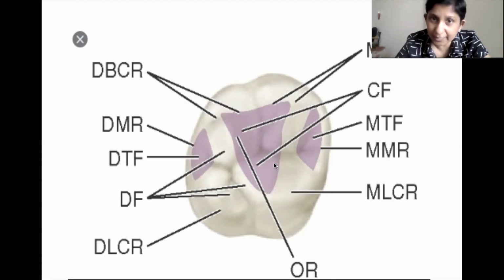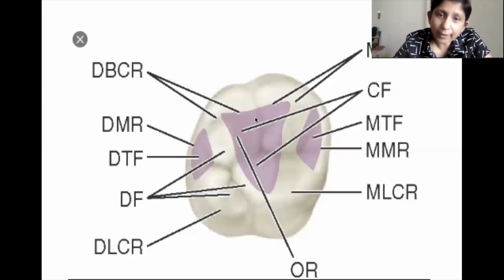So your mesiopalatal cusp has two major ridges, and this is your mesial marginal ridge, and this colored area is your mesial triangular fossa. Similarly, on the opposite side, you have your distal marginal ridge, and this area is your distal triangular fossa. And you have a mesiobuccal cusp ridge out here, a distobuccal cusp ridge out here, this is the distolingual cusp ridge, and this is the mesiopalatal cusp ridge. Ridges are nothing but elevations.